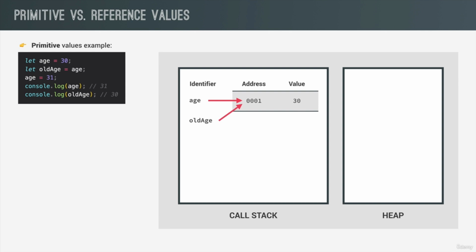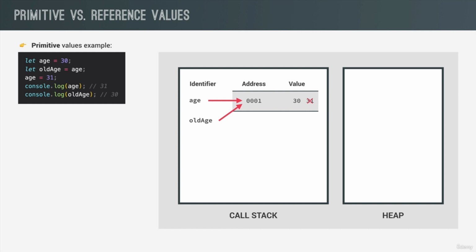And so, it will look like old age is simply 30 as well. Great, but now in the next line, we set age to 31. So what will happen then? The value at address 0001 will certainly not become 31, because that would change old age as well, since they both point to the same address. So that would make no sense at all.